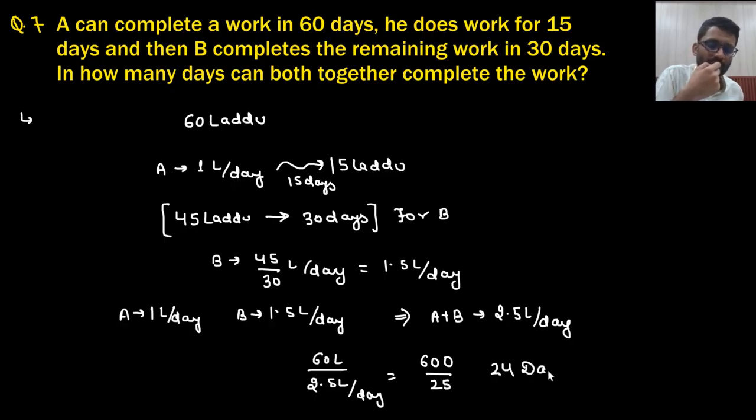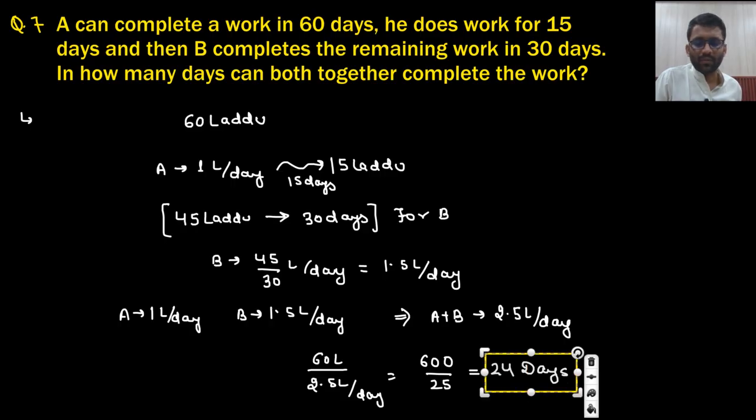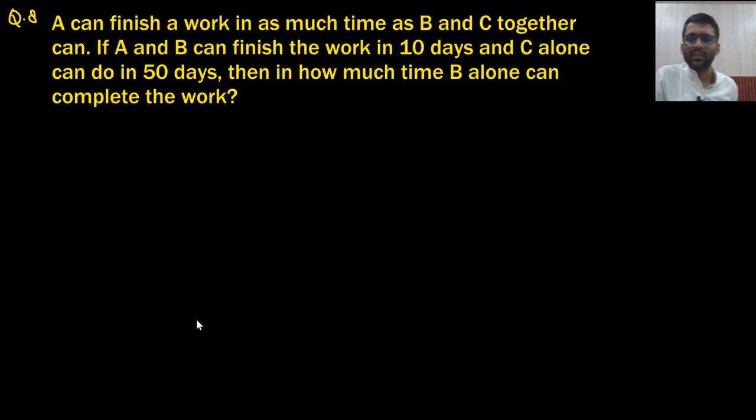24 days. 600 by 25 is 24, right? Yeah. So if A and B were working together, it would take them 24 days. Well and good. Let's move to the next one. This is a good question. Try it on your own.